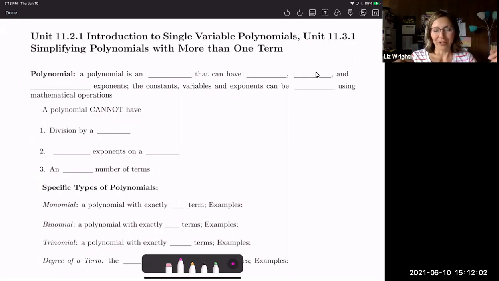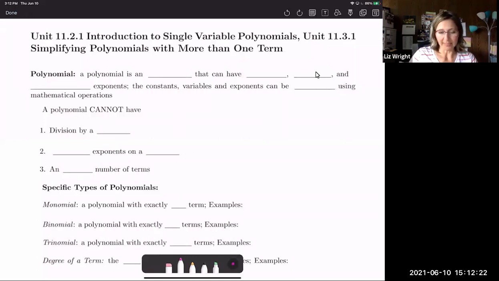So just be careful when you get ready to go do your EdReady practice problems and your other homework for those topics, that you're paying attention, that you're doing the first topic, that is introduction to single variable polynomials, and then the last one, simplifying and evaluating those polynomials. All right. Here we go.